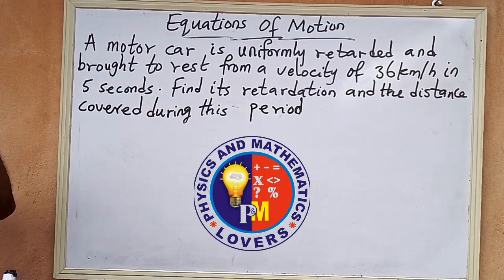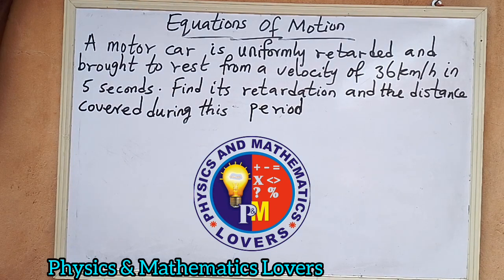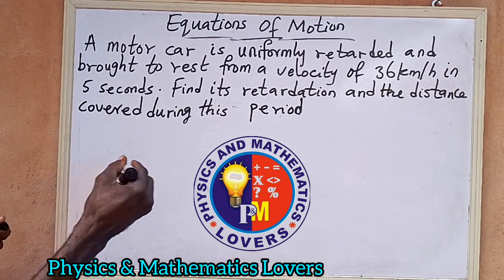Let us consider this question on equation of motion. Look at the question. A motor car is uniformly retarded and brought to rest from a velocity of 36 km/h in 5 seconds. Find its retardation and the distance covered during this period. Okay, this is a very simple question.